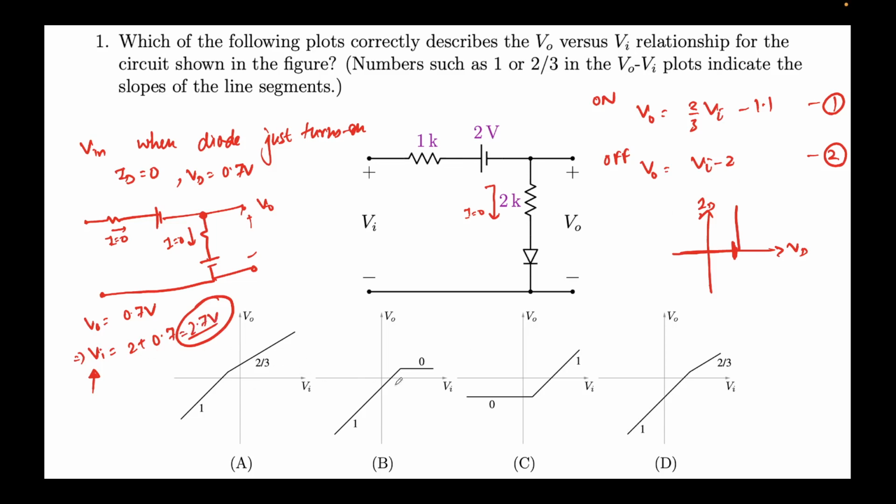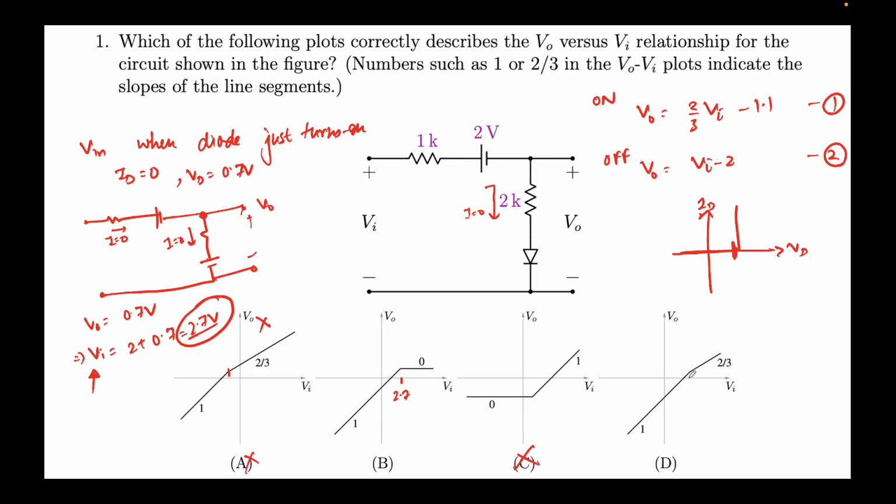So when V in is less than 2.7 volts, let's say this is 2.7, the slope has to be positive. So this cannot be an option because the voltage has to be 2.7. This option is ruled out. This option may be correct. This option is not correct because we know the slope has to be 1, right?